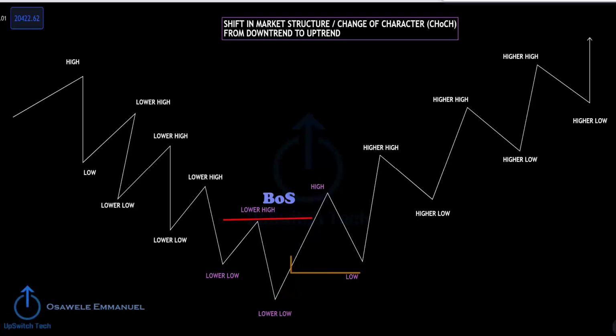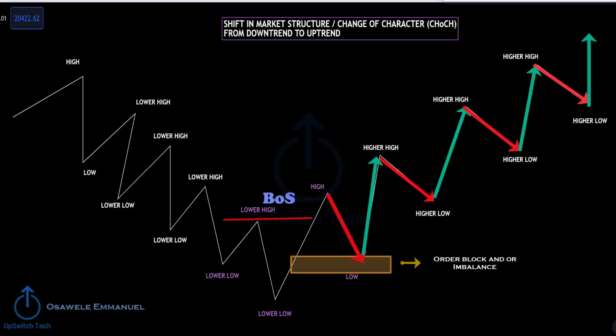If the market created an order block, or an imbalance just before it broke the previous lower high, there is a high probability that the market price will go back downwards to tap into that order block, or imbalance before going upwards fully, that is, before starting an uptrend, either for a short time or for a long time, by creating a series of higher highs and higher lows.